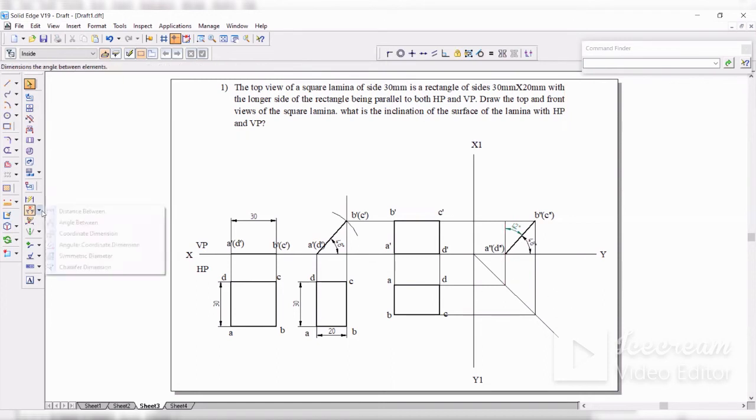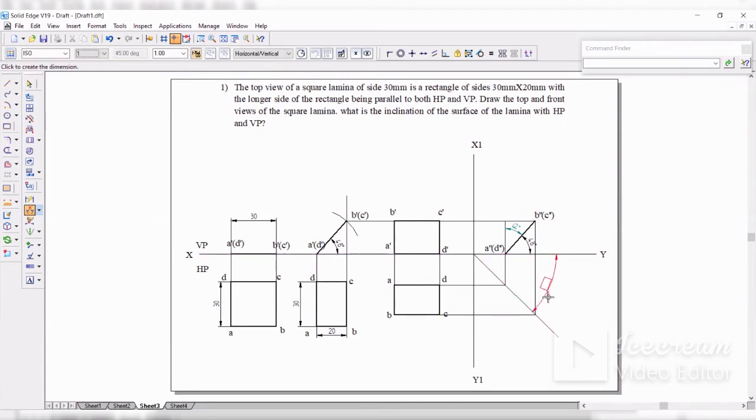Understood? So if you want an angle between this and this, you can just display here the angle between the XY line and this point. You can have a 45-degree line. So this is the solution for this question. Okay. So let's move on to the next question.